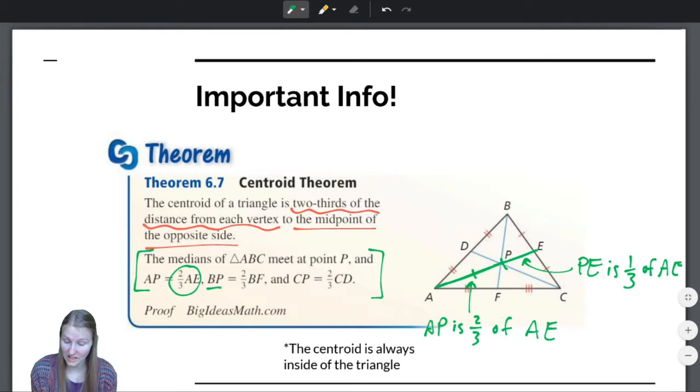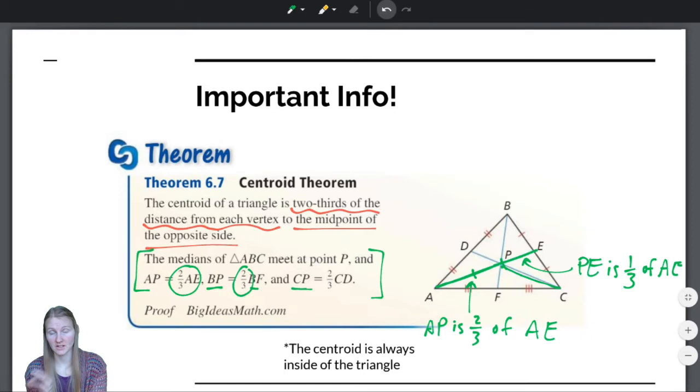So BP is 2/3 of BF, of the entire median. CP, which is the distance from the vertex C to the centroid, is 2/3 of CD, of the whole median. So we can use this to solve problems. We can use this to find centroids, which both of those were in our success criteria.